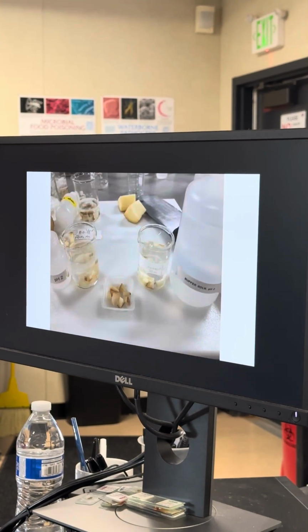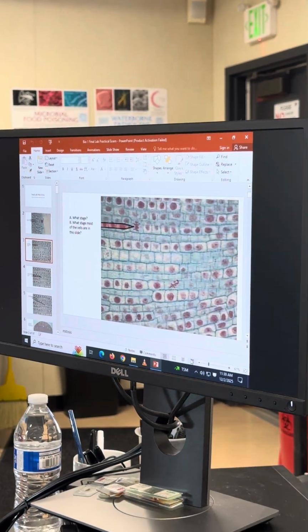Enzyme lab, we did not do cellular respiration, was different, and that's it.